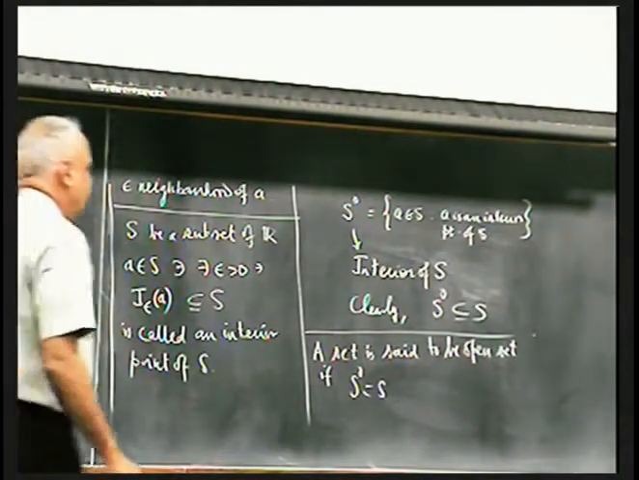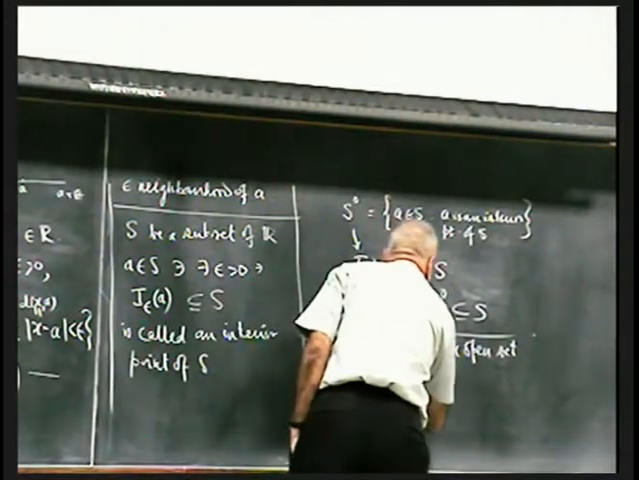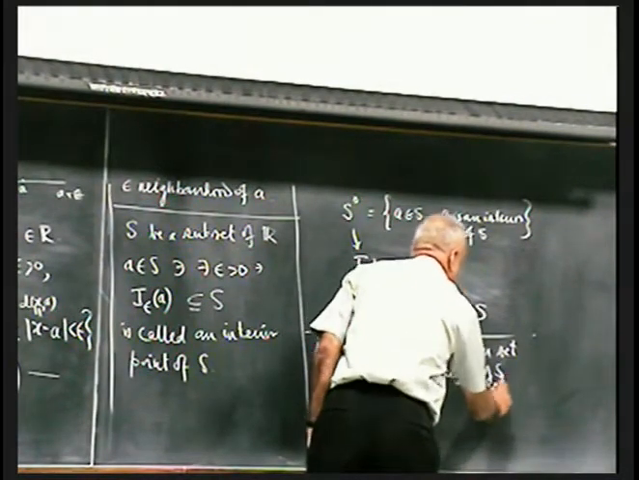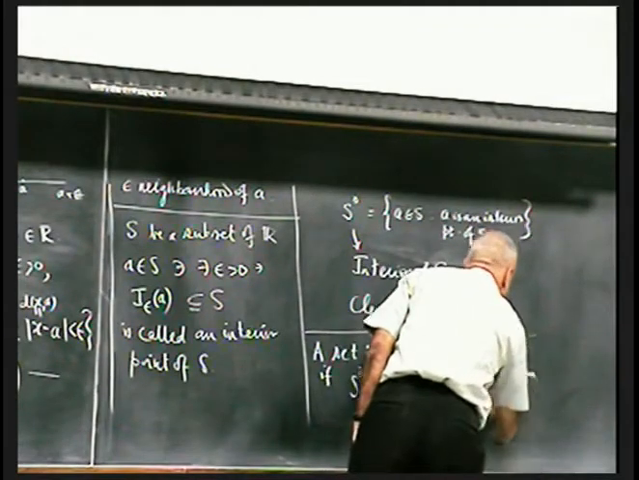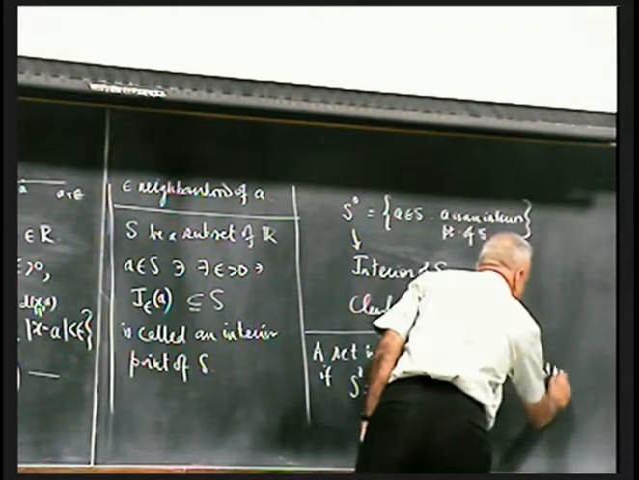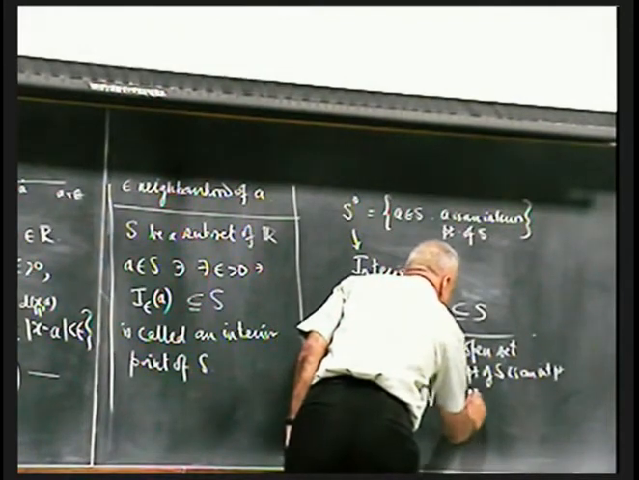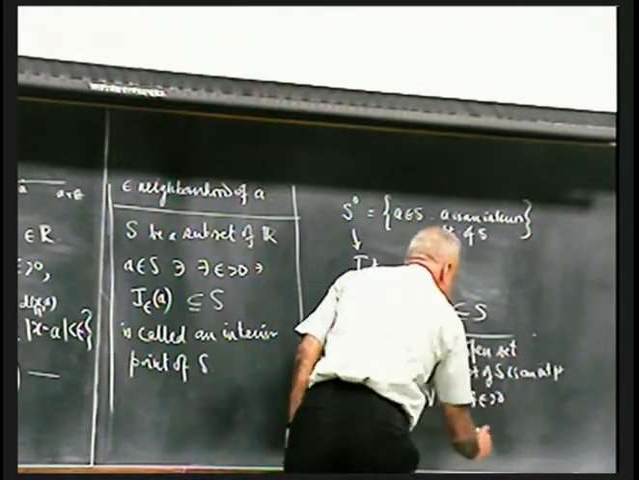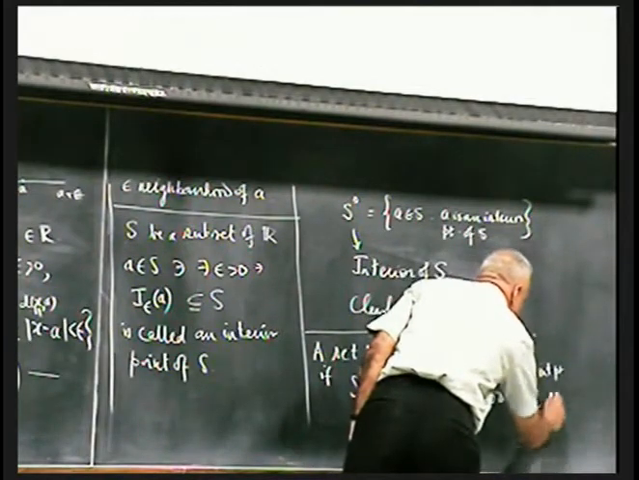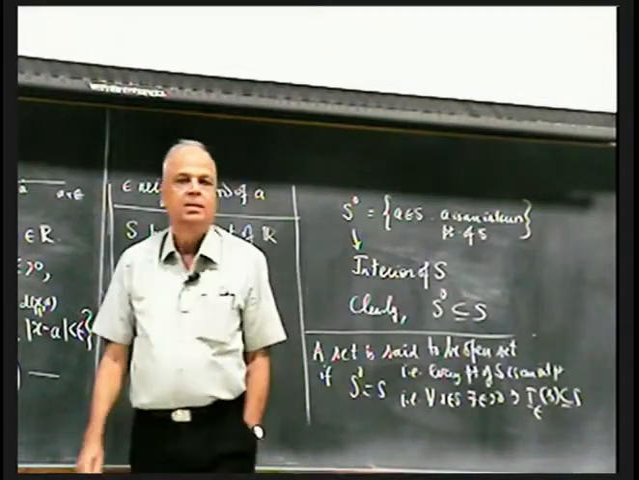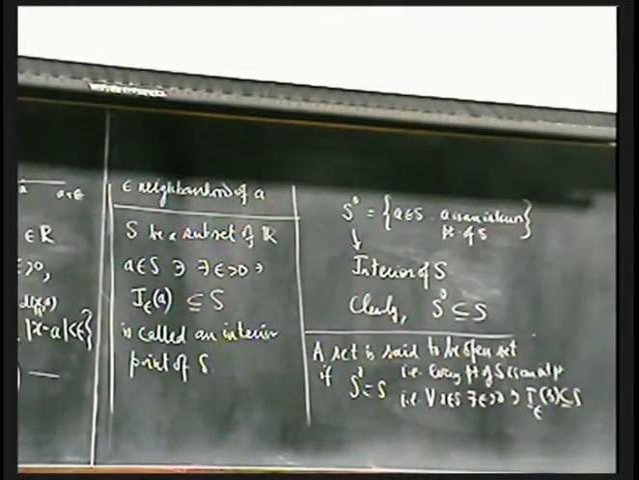That is, every point of S is an interior point. What does that mean? That is, for every x in S, there exists epsilon positive such that the interval I epsilon x is completely contained in S. Okay. That's what is meant by an open set.